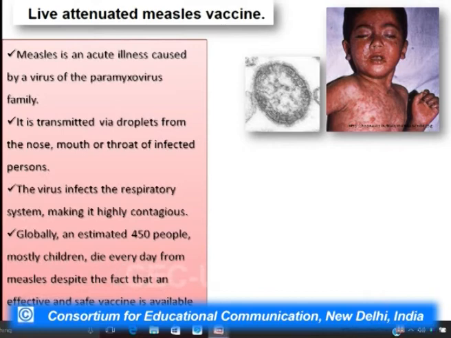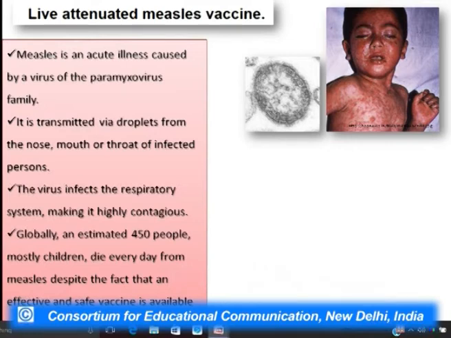It's a live attenuated measles vaccine, and you know that measles is an acute illness caused by a virus which belongs to the paramyxovirus family. It is transmitted via droplets from the nose, mouth or throat of infected persons. As you can see, the child is suffering, with so many blisters on the body. Although they are not as big as in smallpox, there are smaller ones. The virus infects the respiratory system, making it highly contagious. So, technically it spreads through droplet infection.